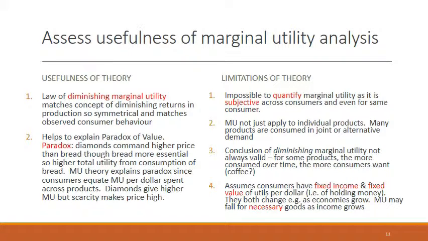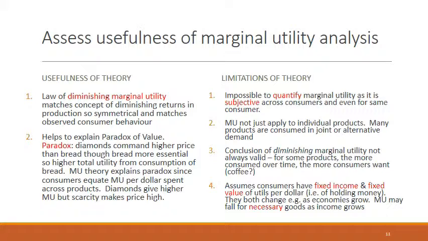Lastly, consumers of course are assumed to have fixed incomes and fixed values of utils per dollar of holding money in the theory. Otherwise we can't make that equimarginal principle statement. But again, that's very static. They both change as economies grow. And as discussed earlier, for example, when Jane's income increases, the marginal utility she gets from that chicken sandwich might seriously fall as she thinks about alternative products that satisfy her higher income status.